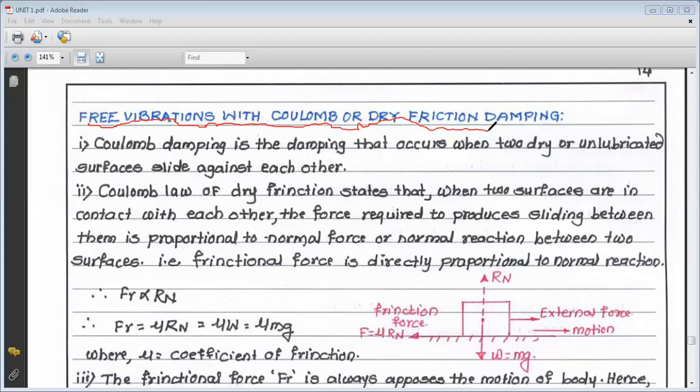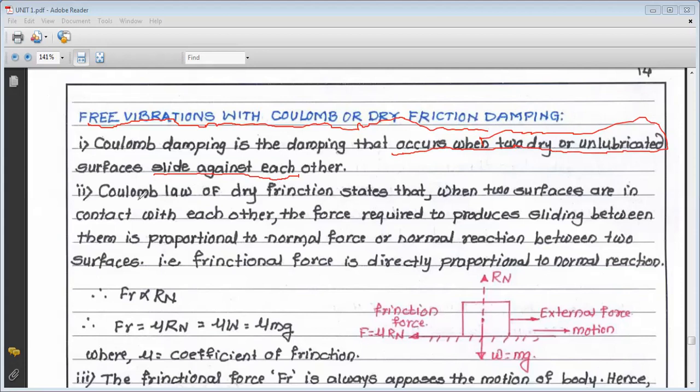Now what is Coulomb damping, or what is the definition of dry friction damping? Coulomb damping is a damping that occurs when two dry or unlubricated surfaces slide against each other. Sliding against each other means the directions will be opposite. The direction of the first surface is opposite to the direction of the second. Now we know Coulomb's law of friction.